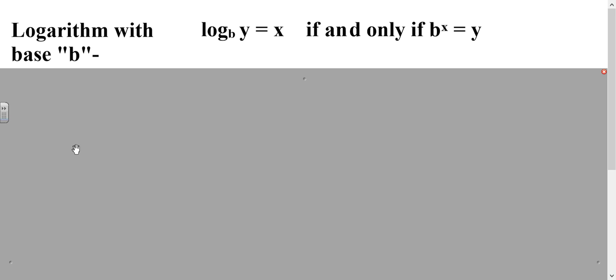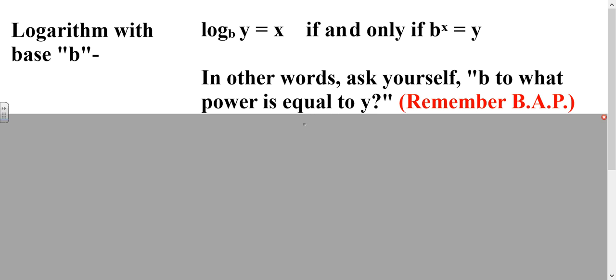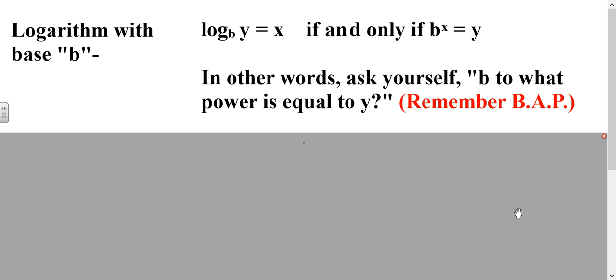So if a logarithm has a base b, this is how we say it: log base b of y equals x. And that makes sense only if b to the x power equals y. Logarithms might seem kind of confusing right now, but when we put in some numbers, it will be okay. Basically what you're asking yourself is, b to the what power is equal to y.